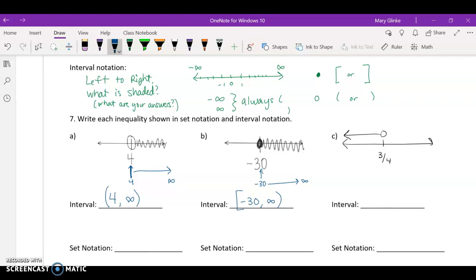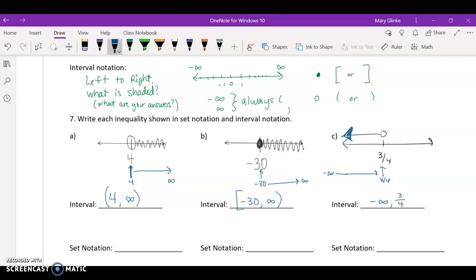So now C is pointing the other direction. So we notice here our graph left to right starts at negative infinity because it's shaded to the left for forever. But then our graph stops here at 3/4. So instead of starting at a number for this one, because we're pointing to the left, we're actually going to start with negative infinity. And this one doesn't go on to positive infinity forever. It actually stops at 3/4.